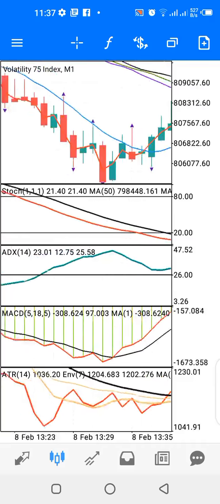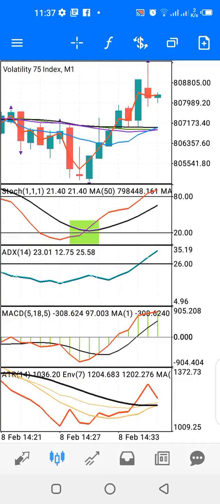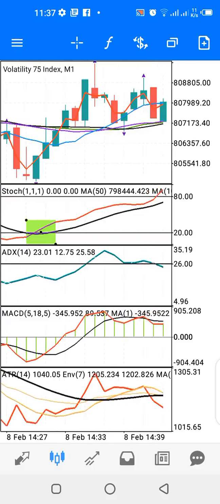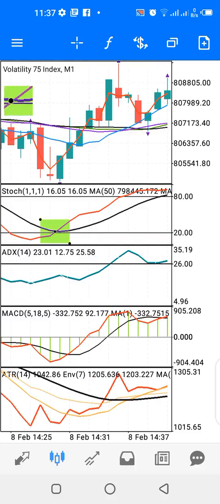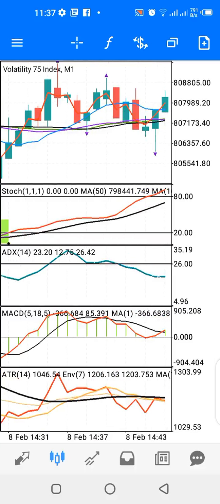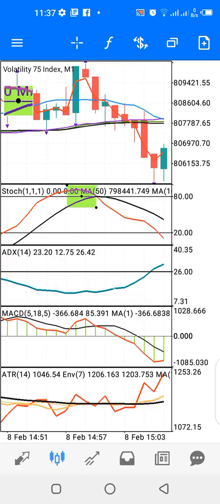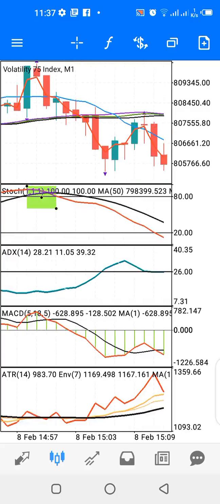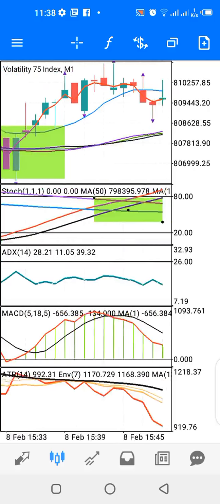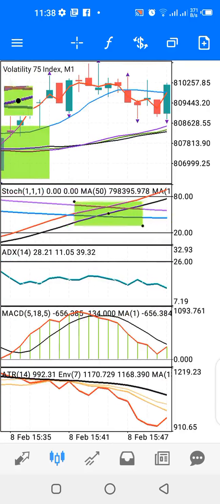So I already made the explanation. At the crossing below the 20 stochastic level, if the red crosses above the black, it gives you a buy signal. Above the 80 stochastic level, if the red crosses below the black, it gives you a sell signal. Now, when the red and the black cross above the purple and blue, you have a bullish trend, and when they cross below, you have a bearish trend.